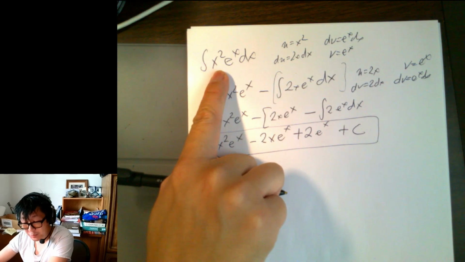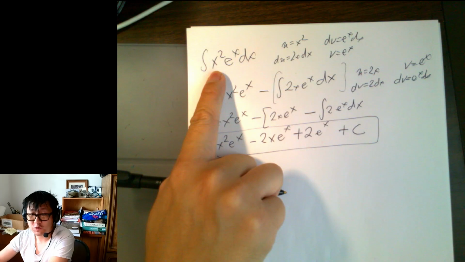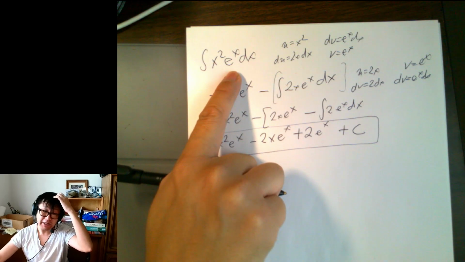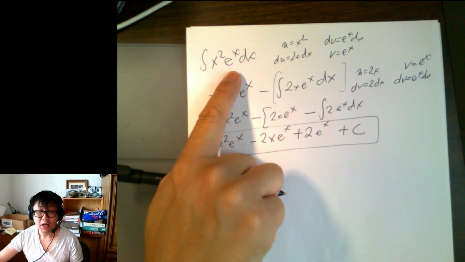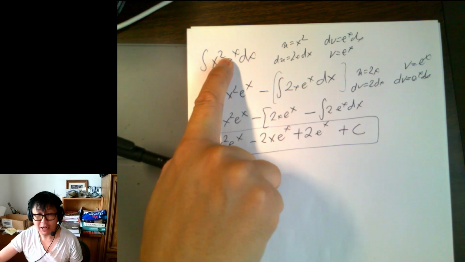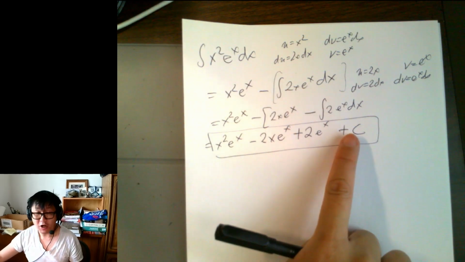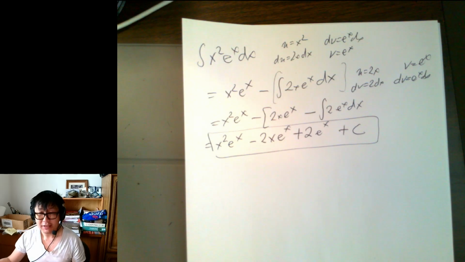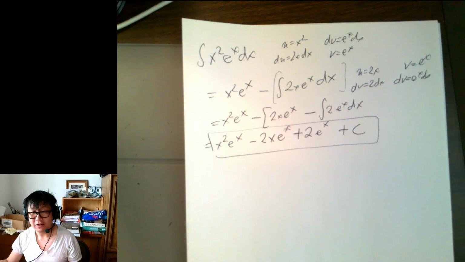If that were an x cubed, I'd have to do it 3 times. If it were an x to the 4th, I would have to do it 4 times. And so when you have x to a power times something that repeats, like a trig function or an exponential, you will have to basically do this as many times as that power until you end up with a constant and therefore something that you can integrate. Now, is there an easier way? Yes, there's an easier way involving tabular integration by parts. Here's how this works.